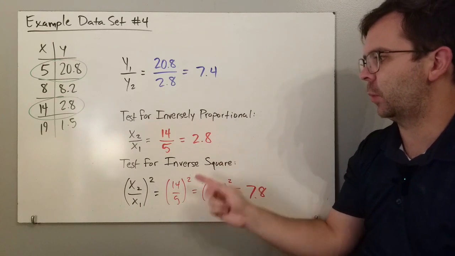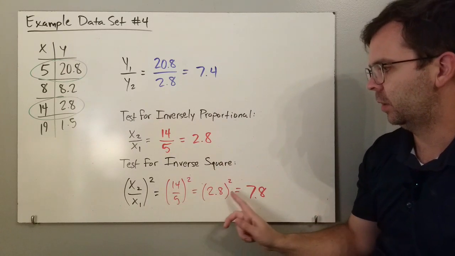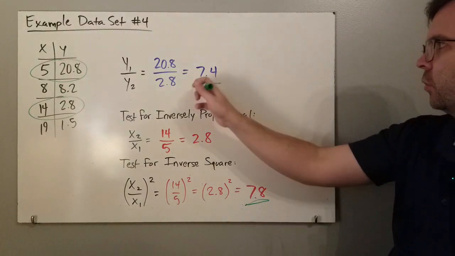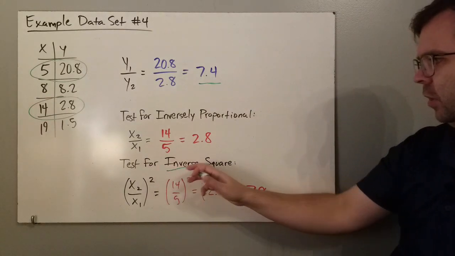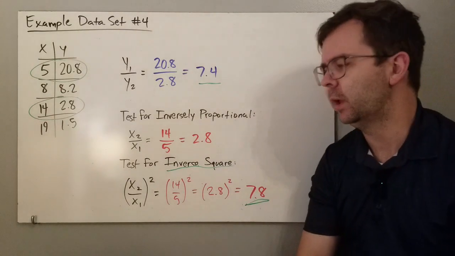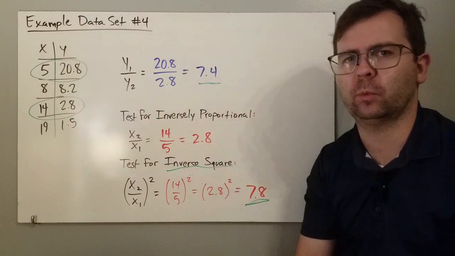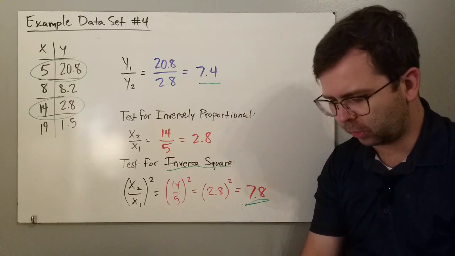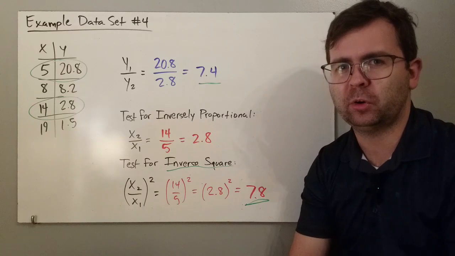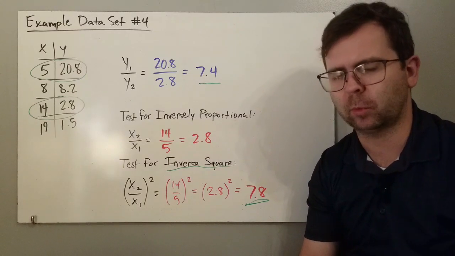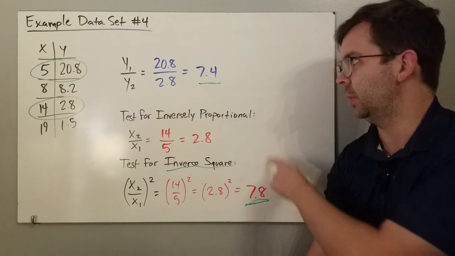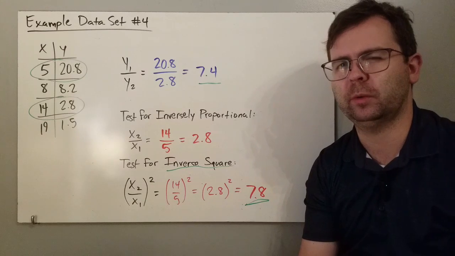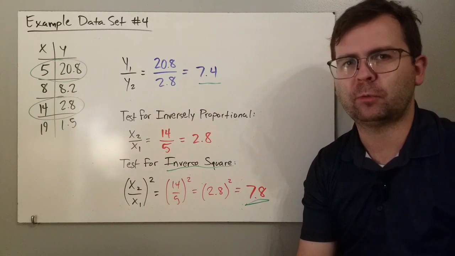So what happens if I square that? 14 over 5 squared, 2.8 squared, 7.8. So these two values are much closer. So we're going to say that this is an inverse square relationship. Now the numbers are not going to be perfect for real life measurements that you make in a lab. We're looking for what patterns emerge as we collect data. As you get more and more precise with your data, the numbers will be closer and closer. But in this case, we're looking for just something that's pretty nearby. So that's all I've got for you in this video.